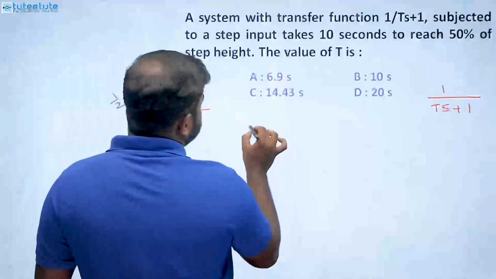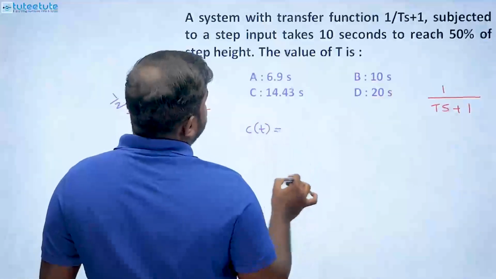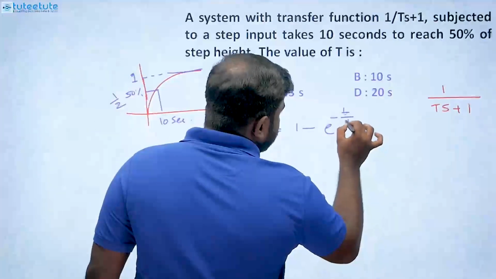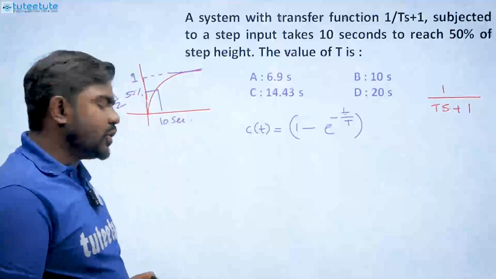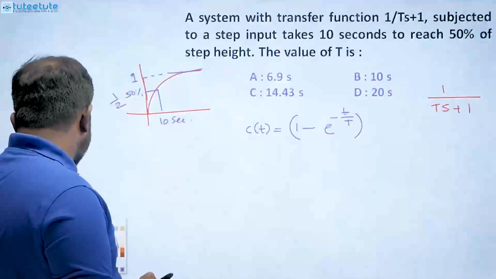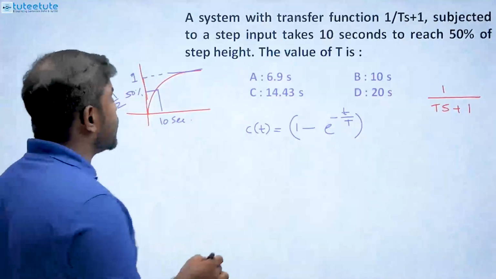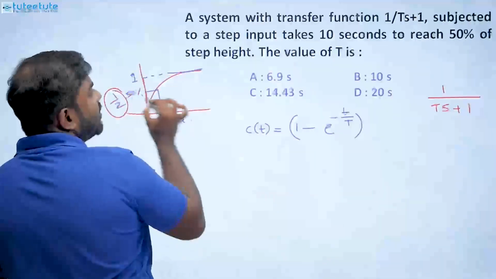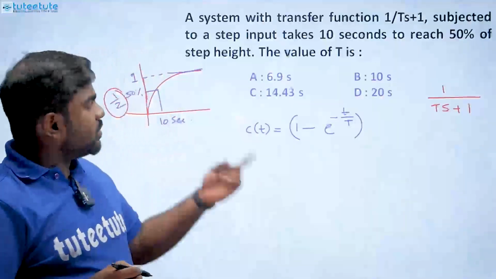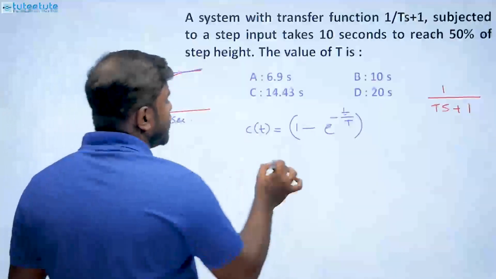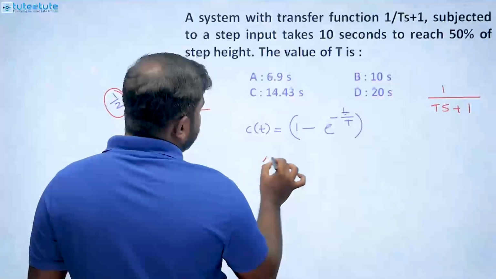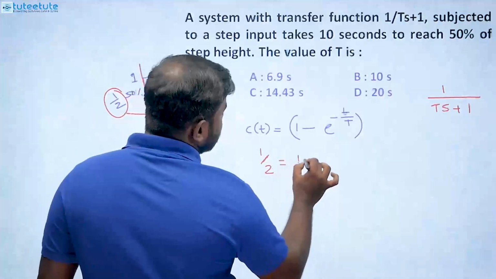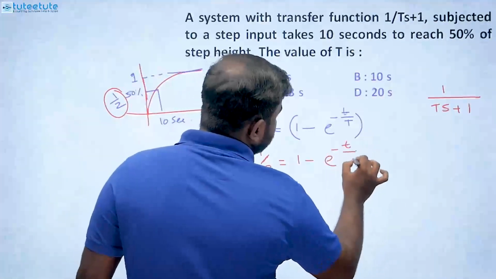So you know that C(t) would be equal to 1 minus e raised to minus t by tau. This is the response which you get when a first order system is subjected to a unit step input. C(t) is given as half, 50% of its step height. So suppose it is a unit step input, then to cover half the portion, 50% would be half. Half is equal to 1 minus e raised to minus t by tau.